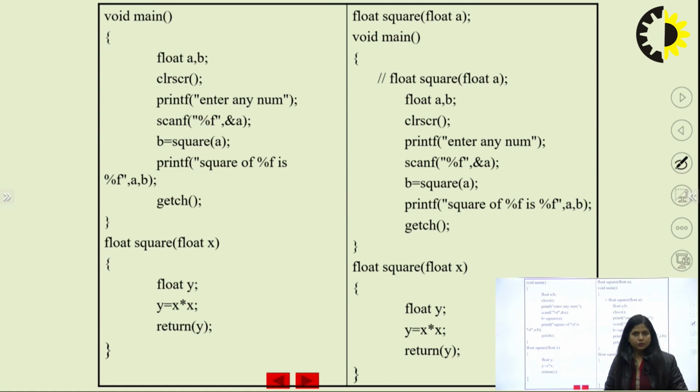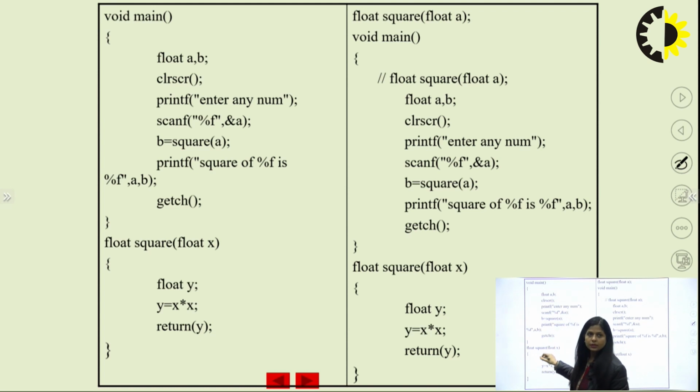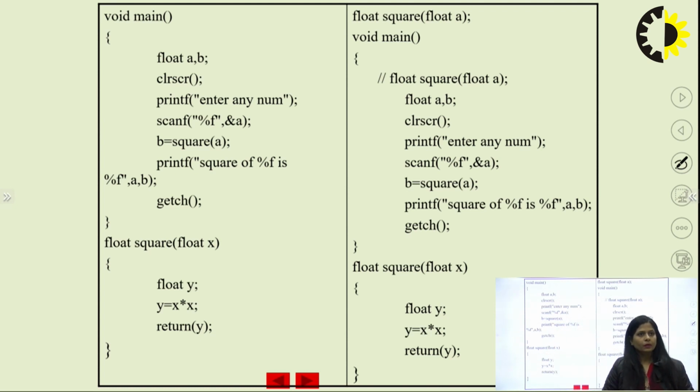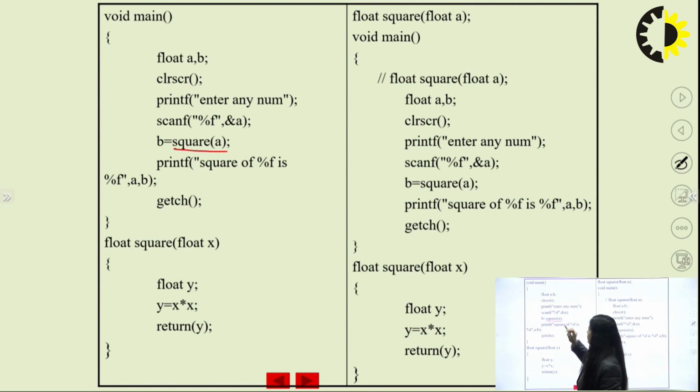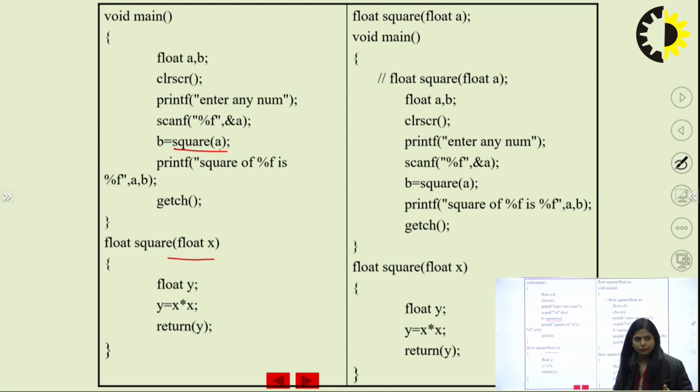Another example I have included to explain the concept of prototype of a function. Here in the first example, I have not included any prototype. So we will be having an error, right? For now, we are calling a function square, and in that we are trying to find out the square of a number. So we have passed a number as an actual parameter. What type of value is it going to return? It is going to return a float type of value.